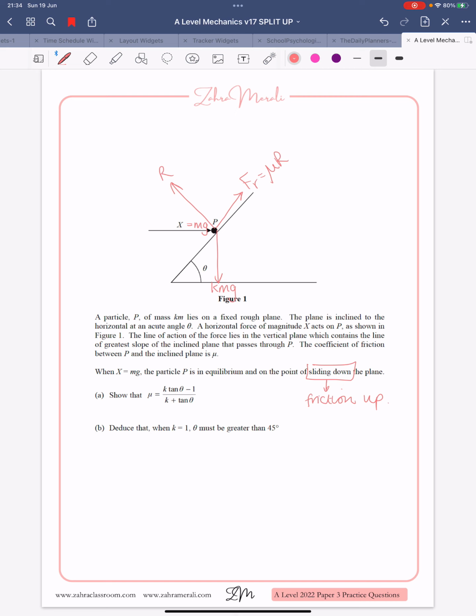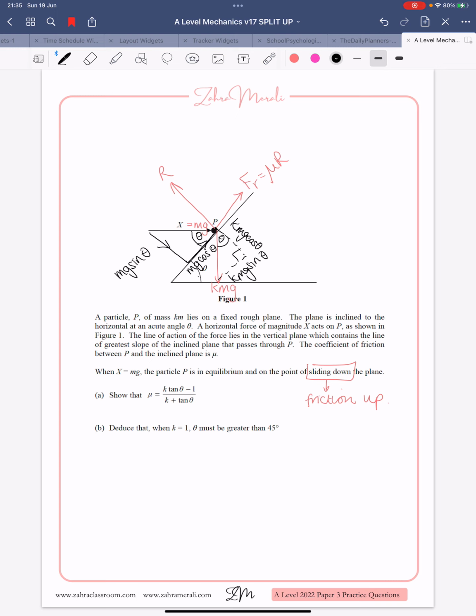And then we can resolve the forces that we have. So if we take the X, we can resolve it that way and that way. We've got an alternate angle there, so if that's theta, that's also theta. So we're going to have mg sine theta, because X is mg, and mg cos theta. We're going to resolve this force. This is theta. Going down the slope is always sine theta, and this is going to be kmg cos theta.